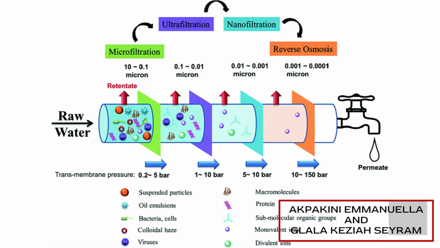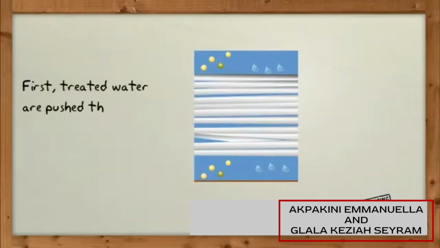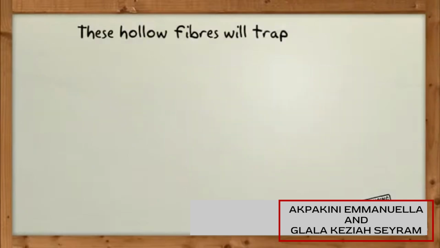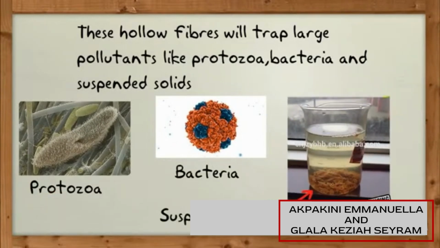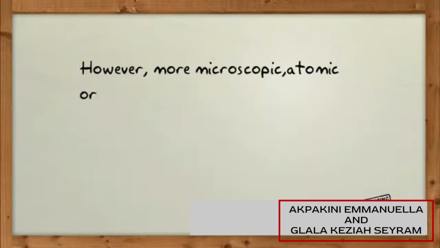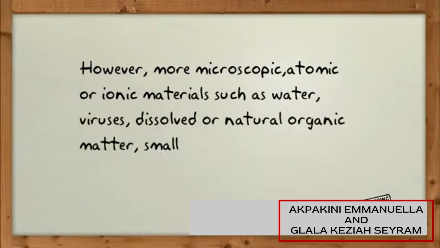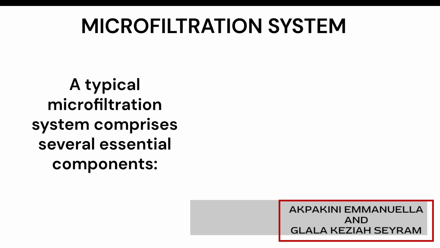We will be using the treatment of water as a case study to describe how the process of microfiltration occurs. First, untreated water is pushed through a tube of hollow fibers. These hollow fibers will trap large pollutants like protozoa, bacteria, and suspended solids. However, more microscopic, atomic or ionic materials such as water, viruses, dissolved or natural organic matter, or small colloids could still pass through the filter.